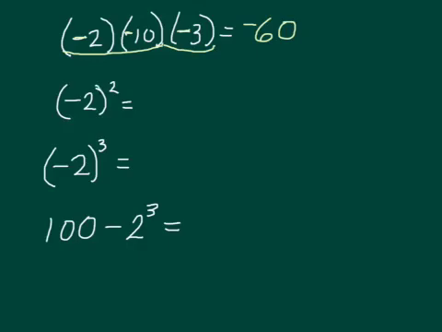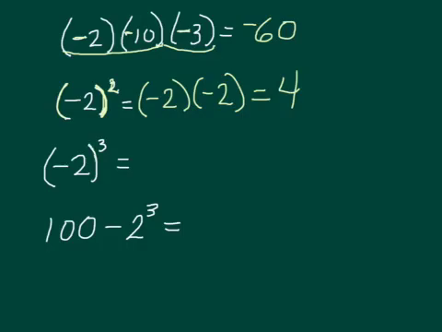Watch your exponent and your base when you're talking about exponents. Do you see that this exponent of 2 is right next to your parentheses? So this is saying take the base of negative 2 times itself. So negative 2 times negative 2 gives you a positive 4.